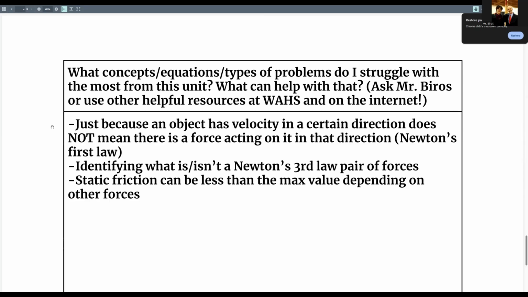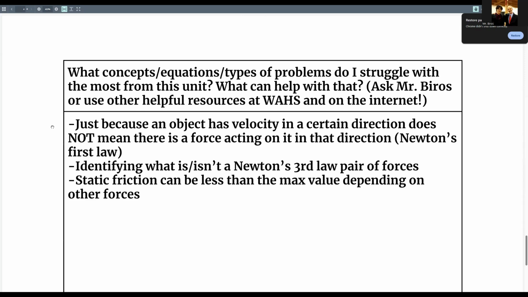Third law pairs can be tricky. The main big one is gravity and normal force. That is not a third law pair because Earth pulls on an object, and if the floor also pushes on an object, that would be normal force. Those are three separate objects: the Earth, the object itself that we're talking about, and the floor. So that would not be a third law pair.